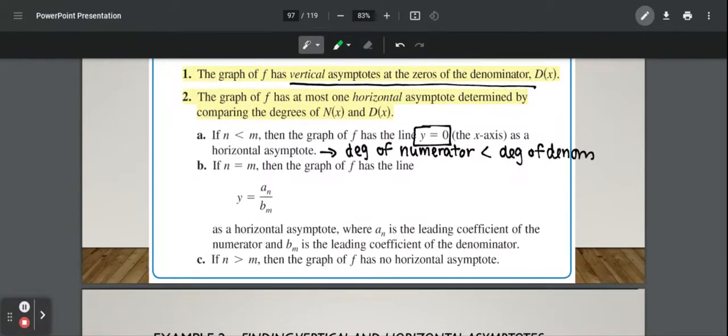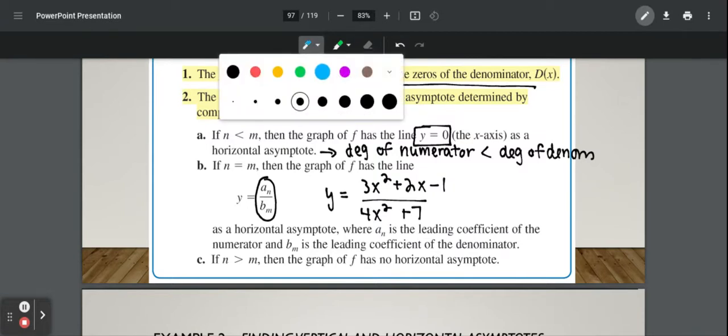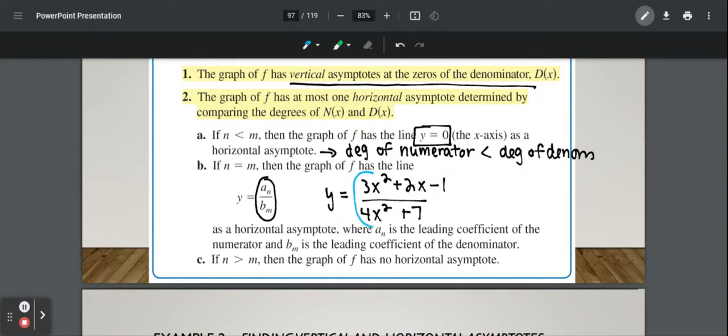If they have the same degree, then it's whatever the leading coefficients simplify to. So if you had something like y equals (3x squared plus 2x plus 1 minus 1) over (4x squared plus 7), notice their leading terms have the same degree. So whatever those simplify to, in this case 3/4, y equals 3/4 would be your horizontal asymptote.